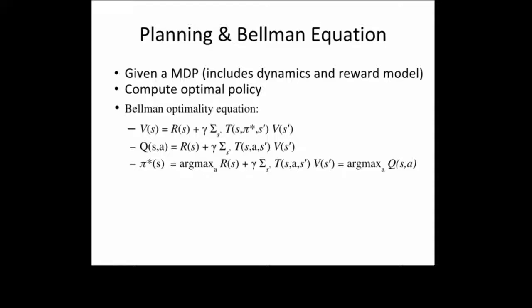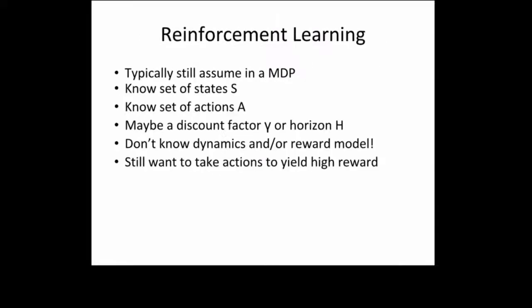We can also define the state action value as the immediate reward we get plus the discounted sum of future rewards we get acting optimally after first starting with action A. And from these equations, we can also extract the optimal policy. I bring up this setting, which is not reinforcement learning, because it illustrates one of the things we can do once we have models.